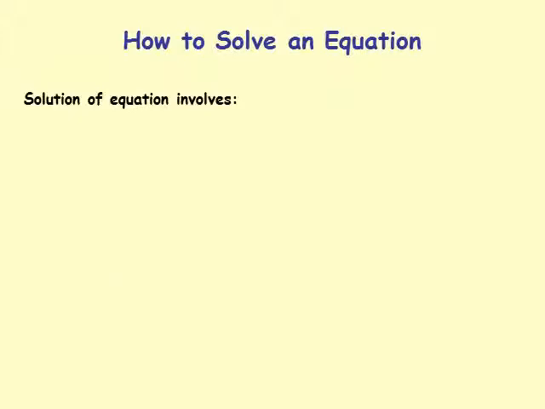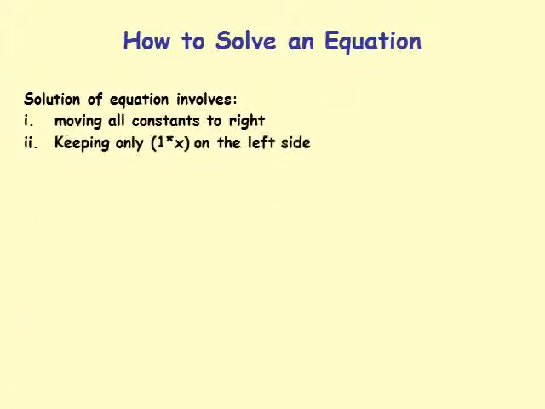Solving equations. The solution of such an equation involves moving all constants to the right, keeping only 1 times x on the left. So anything on the right is the answer to x equals, okay? Because 1 times x is the same thing as x. Let's continue. The solution for x is the right hand side, okay?